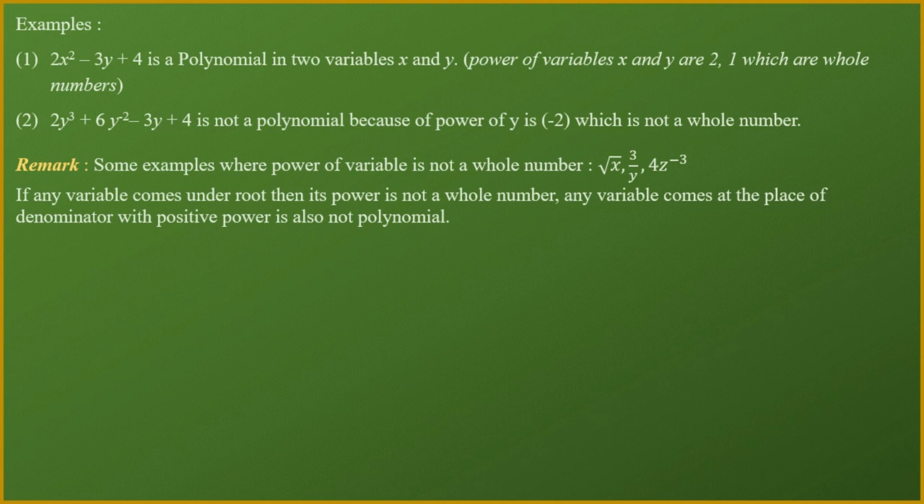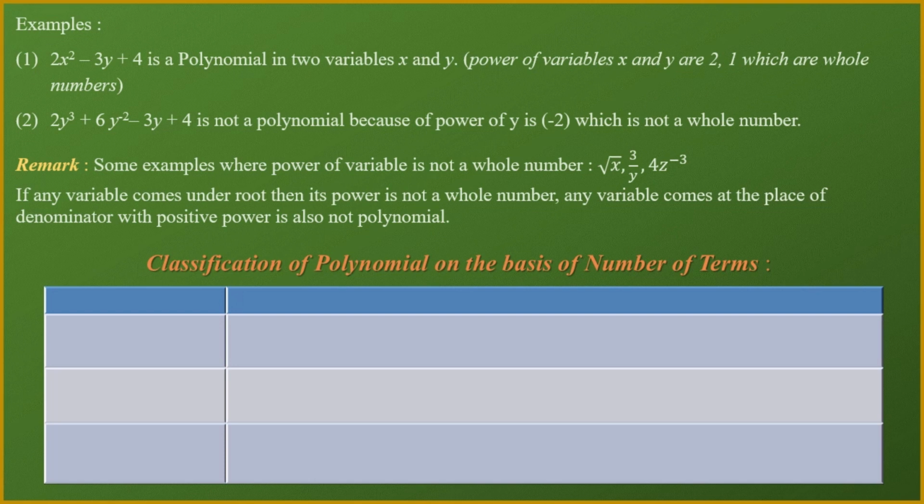Okay, now let us see the next definition. The next definition is the classification of polynomials on the basis of number of terms. Polynomials can be classified by how many terms are appearing, and accordingly we can find the types. So the first one is monomial. Monomial means a polynomial having only one term.